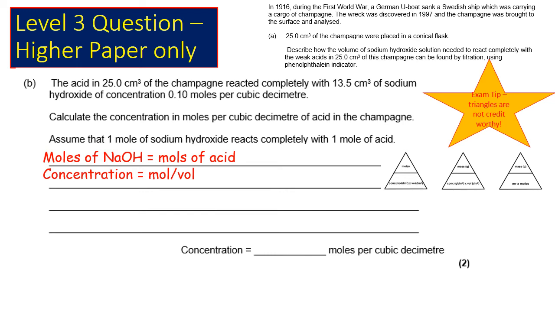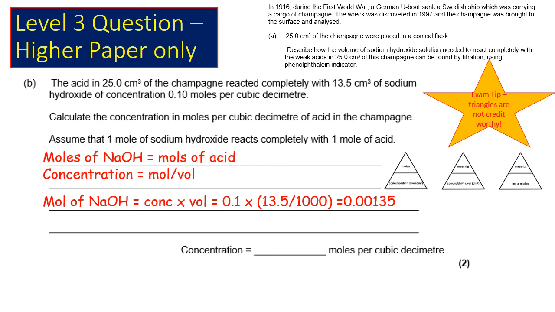And we know that concentration equals moles divided by volume. Like I said earlier, the mole triangles which I put on the side are not creditworthy in the exam. You need to write out the equation you are using to get the credit. I find it helpful to draw the triangles out when I do a question, but I know I have to write out concentration equals to get the mark from the examiner.